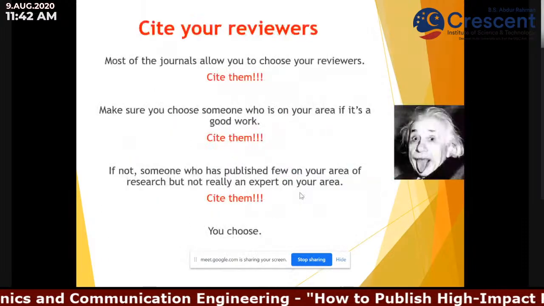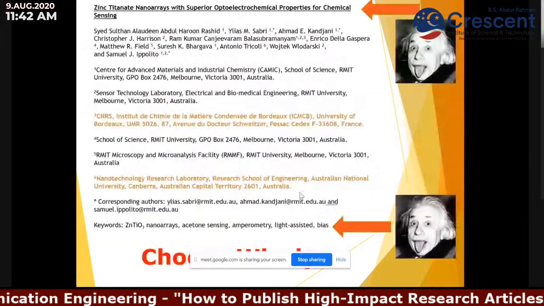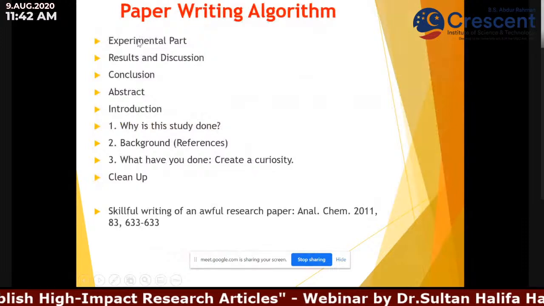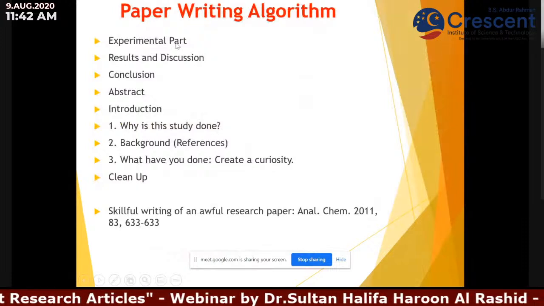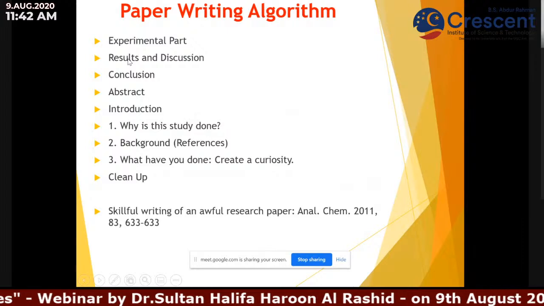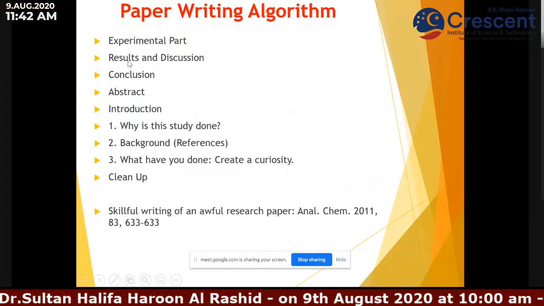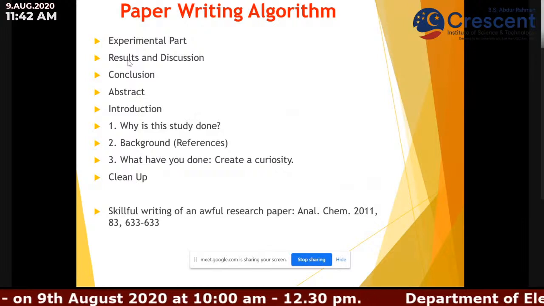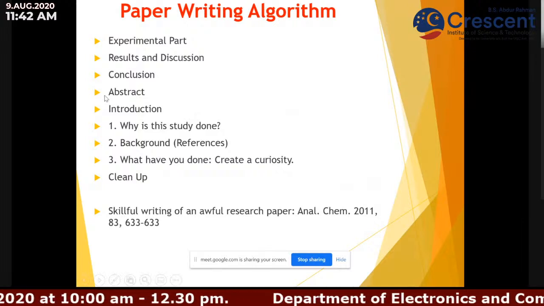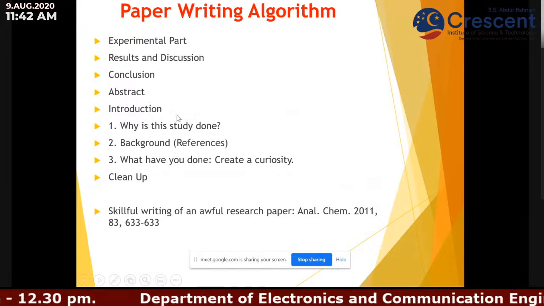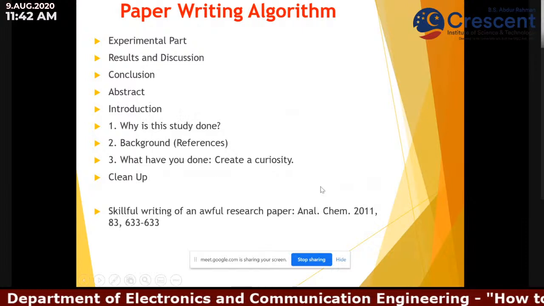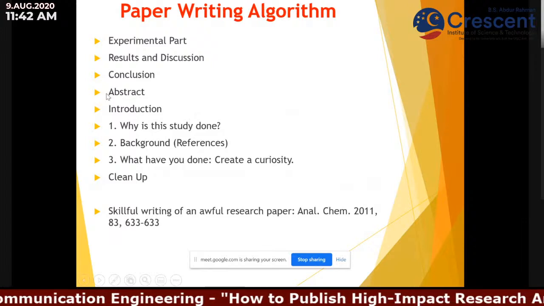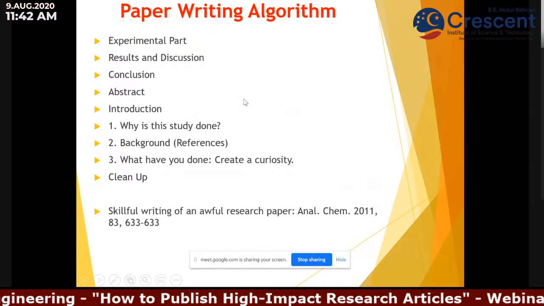Going back to this slide, we discussed how to do the experiment part with figures. We also discussed the results and discussion part, not just as graphs, but as the hypothesis behind it. I told you how to write an abstract. Now I come to the introduction part. The introduction part is the most difficult part to write, and that should be the last thing that you do in writing a paper.